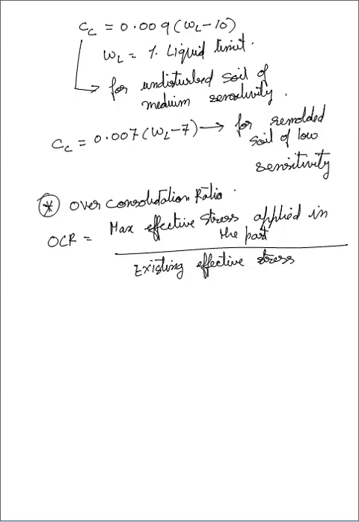Now suppose OCR is greater than 1. What does it mean? It means it is an over consolidated soil. OCR is greater than 1 means the numerator is more. The numerator is on the higher side than the denominator, so that's why OCR is greater than 1. So it is over consolidated soil.